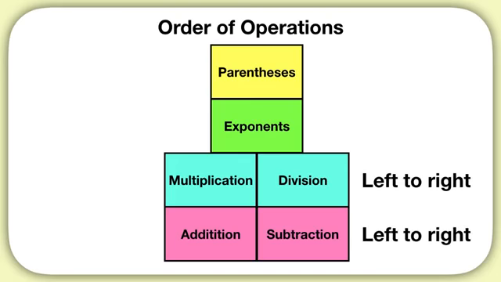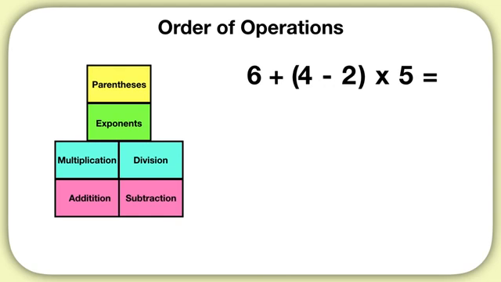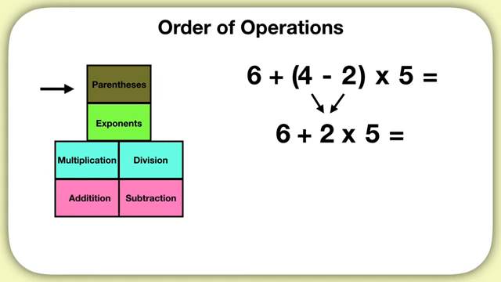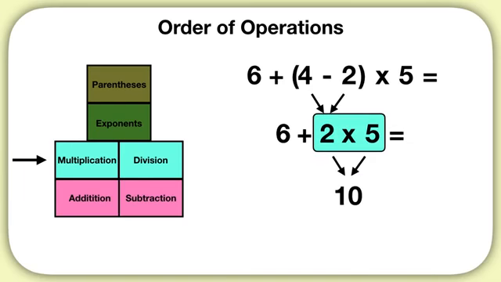Let's use this and look at this problem right here. Well, we'll start by checking if it has any parentheses. We can see this problem does have parentheses, so we solve those first. 4 minus 2 is 2. Now we're done solving parentheses, so we'll bring down the rest of our equation and now check for exponents. There are no exponents in this problem, so we can keep moving and now check for multiplication or division. We see multiplication right here, so we solve that. 2 times 5 is 10.